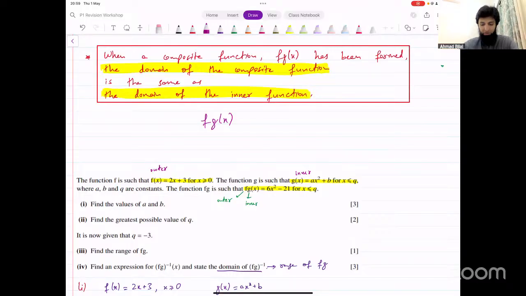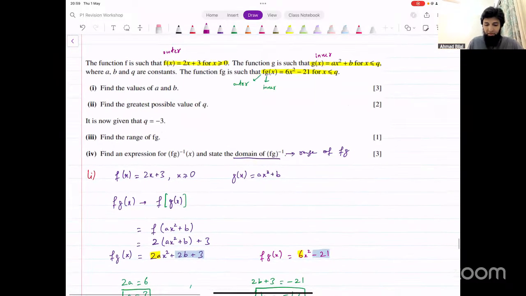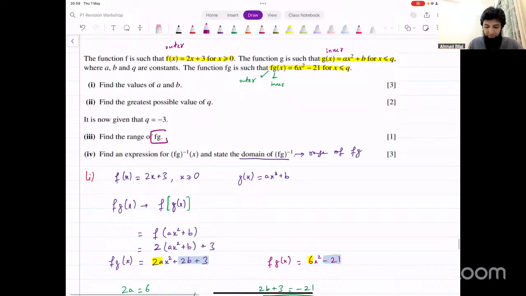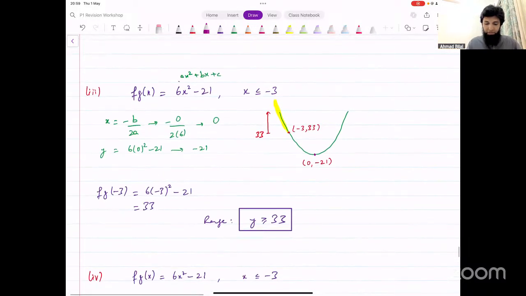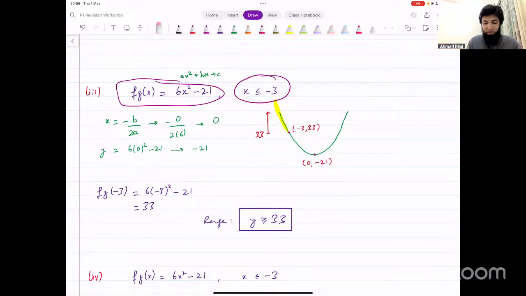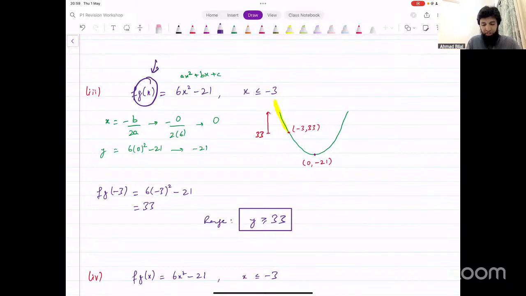So for instance, this is an example. You have a function fg, and they want you to find the range of fg, right? Range of the composite function. Now, this is the composite function. Its domain is x less than or equal to -3. That's the domain of the inner function as well. Function g has the same domain as well. This is the expression. This is the domain.